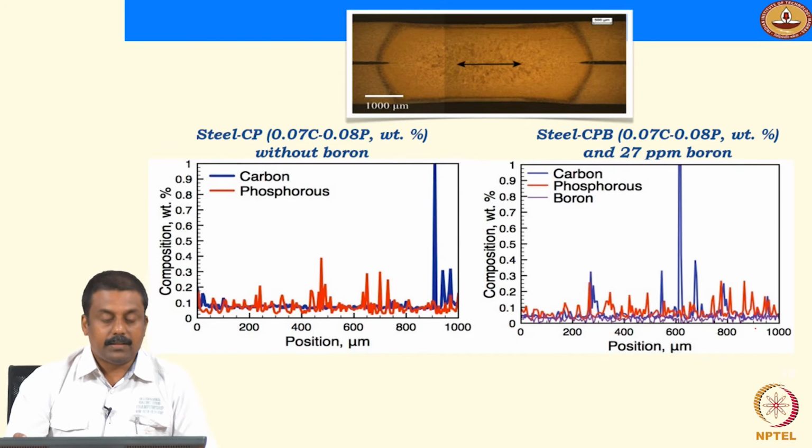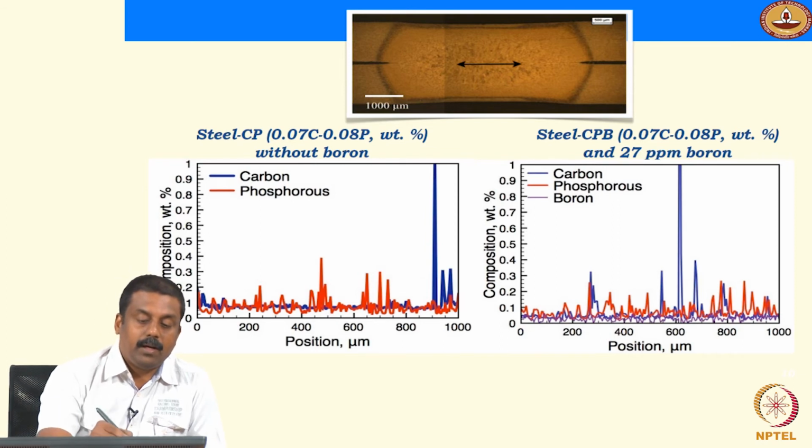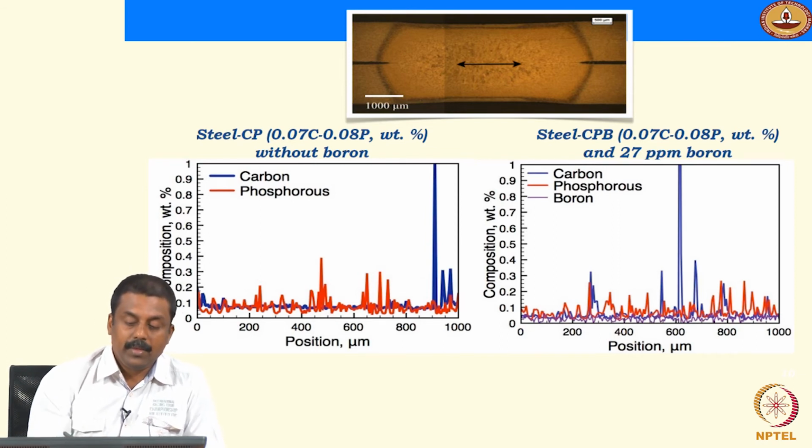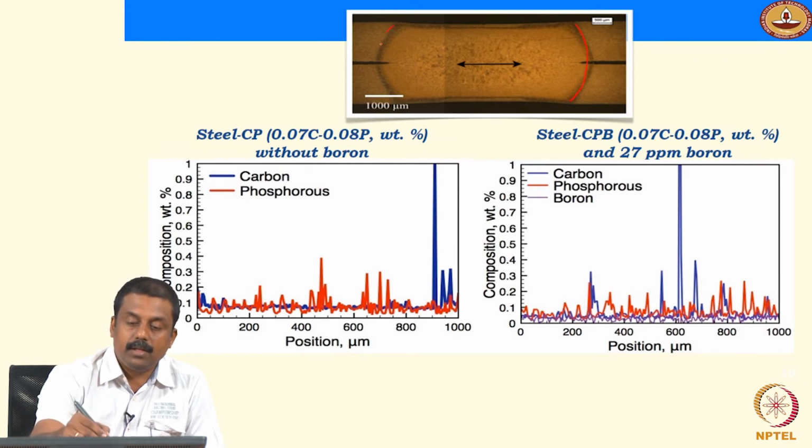So you see some scans to confirm what I showed you. If you have only carbon and phosphorus without any boron, you see the segregation. This is a measurement carried out on a real weld, in a spot weld. What you see over here is the weld nugget.